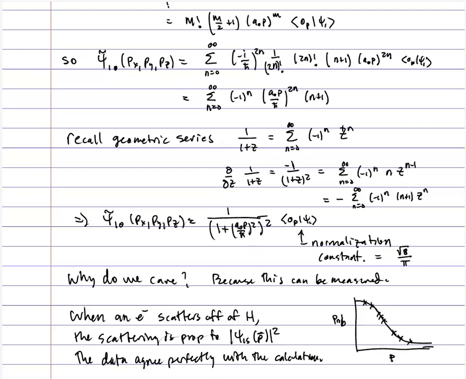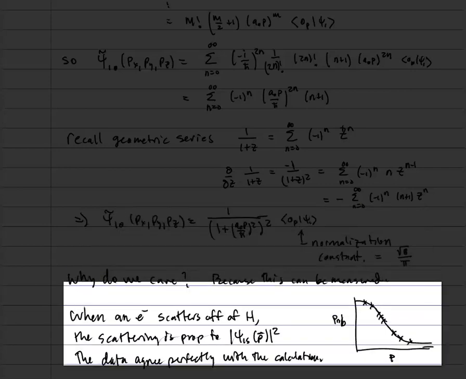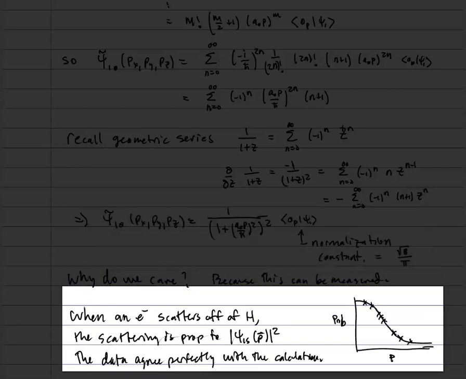Well, first off, I think the fact that we can find a Cartesian factorization of hydrogen is cool. The fact that we can solve for hydrogen without introducing spherical harmonics is cool. But the really important thing is we wanted to get to this momentum space eigenstate, because the momentum space eigenstate can actually be measured.